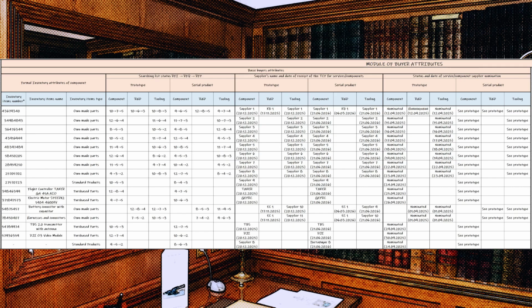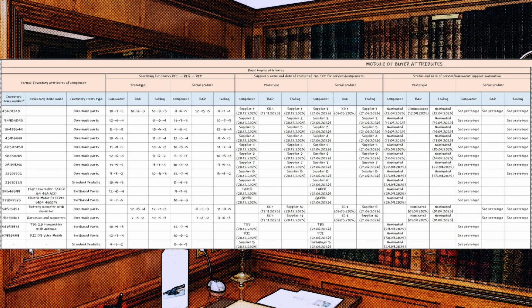First, basic buyer's attributes, and the second, a plan of buyers or commercial activities to reduce direct product cost only for mass products. The basic purchasing attributes block, in turn, contains the following sub-blocks: formal inventory attributes of company, search and list status, RFI, RFQ, and RFP, supplier's name and date of receipt of the technical commercial proposal for services or components, and the status of date and service component supplier nomination.